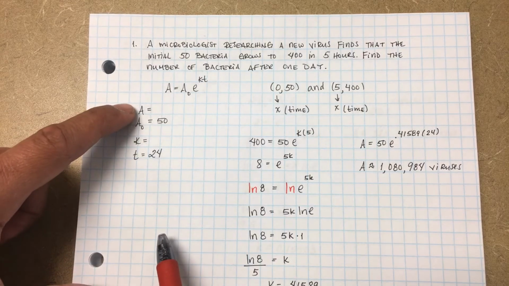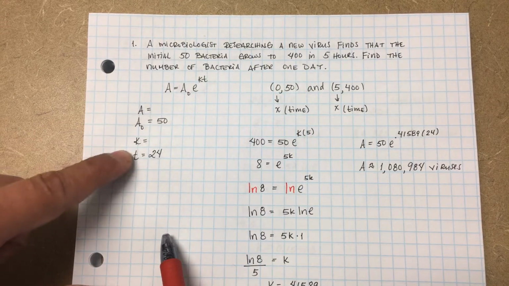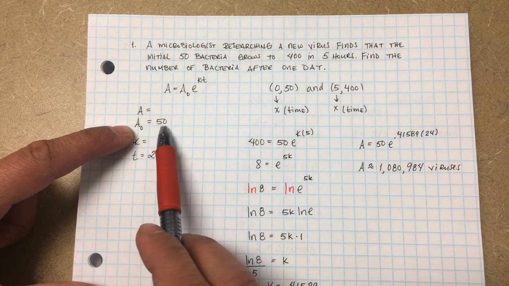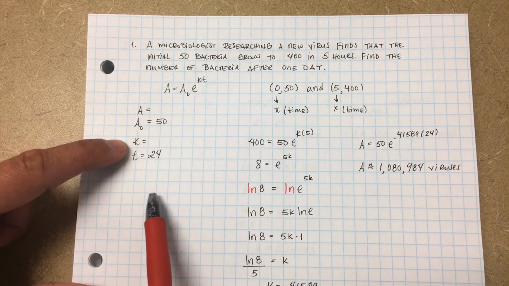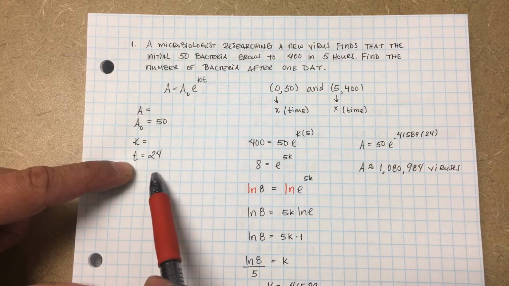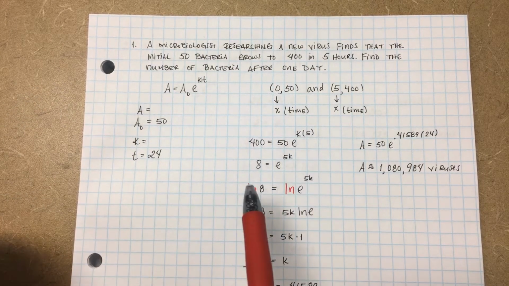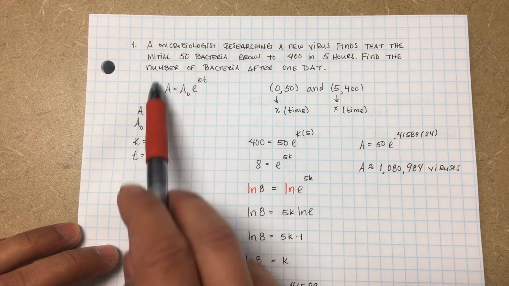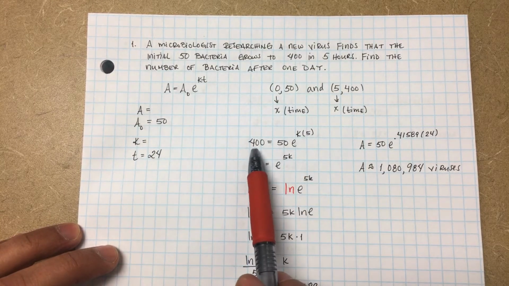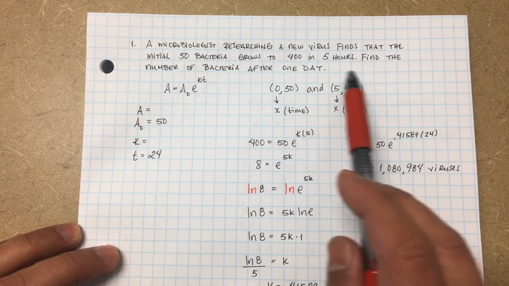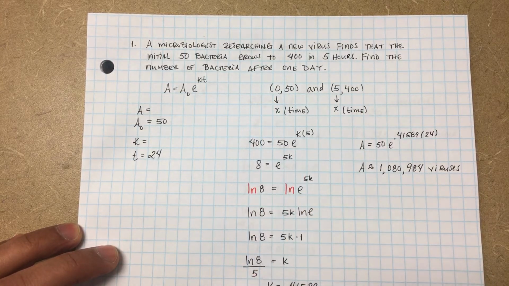Then, like the compounding formula, we lay out the variables that we need. A is what we're trying to find out. A sub 0 is our initial value of 50. k, we don't know. t is 24. Why 24? Because there are 24 hours in a day. So we start off with what we know here. We're going to use this value in order to go ahead and find our k value.